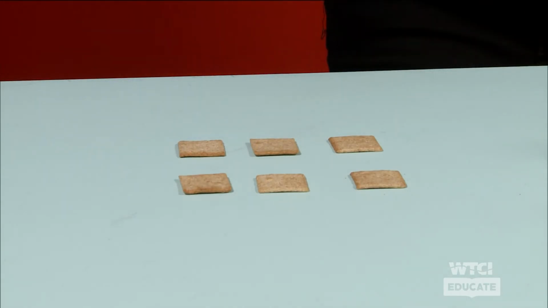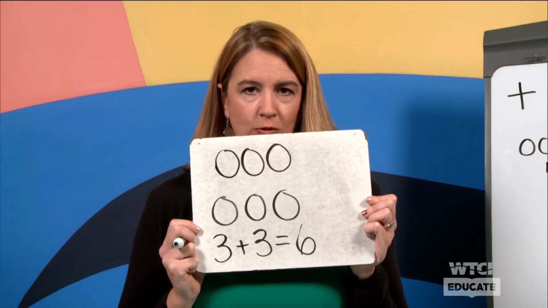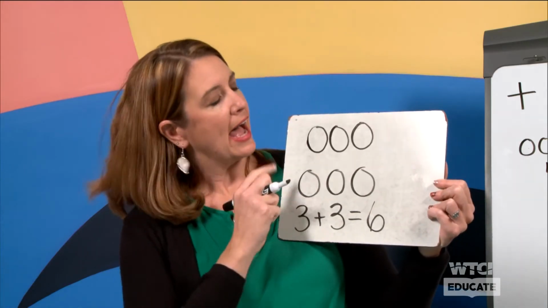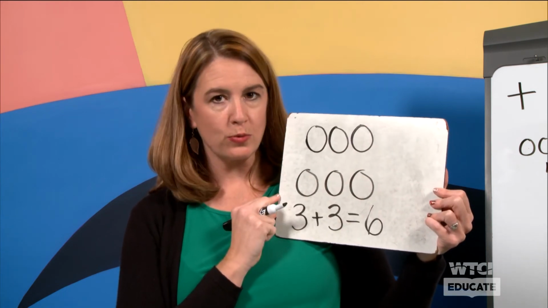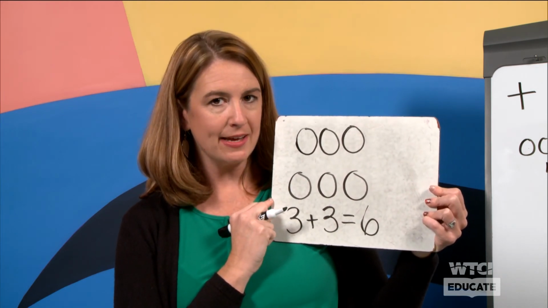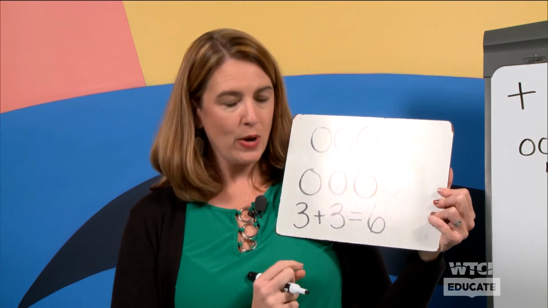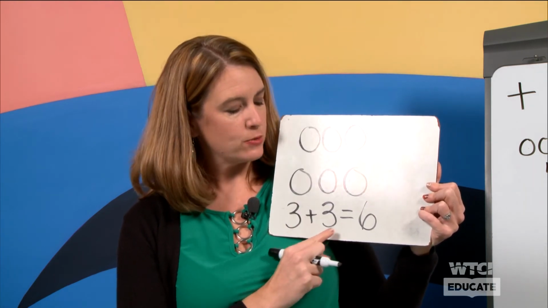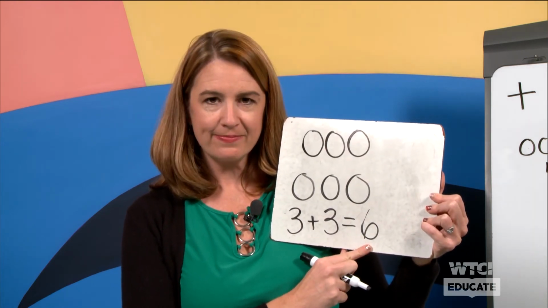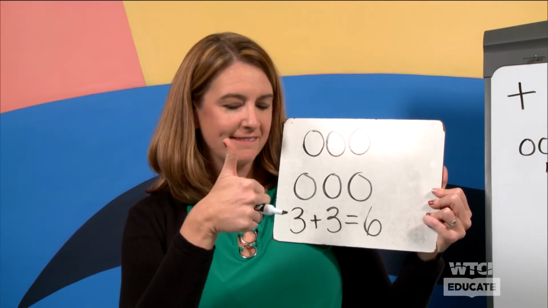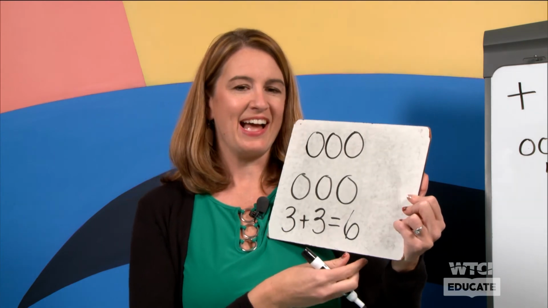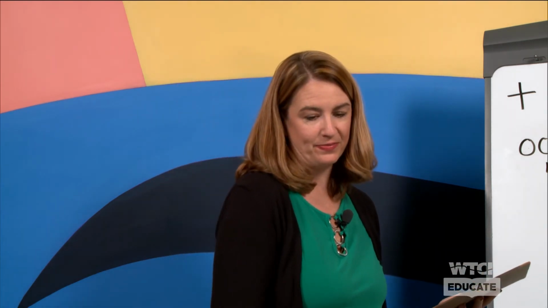All right, boys and girls, did you represent by drawing circles? I drew my 3 crackers that I had, and then I drew my 3 more crackers that my mom gave me. And I wrote my equation. 3 plus 3 equals 6. If you did that also, show me a thumbs up. All right, I am so proud of you guys. We're going to do one more together.